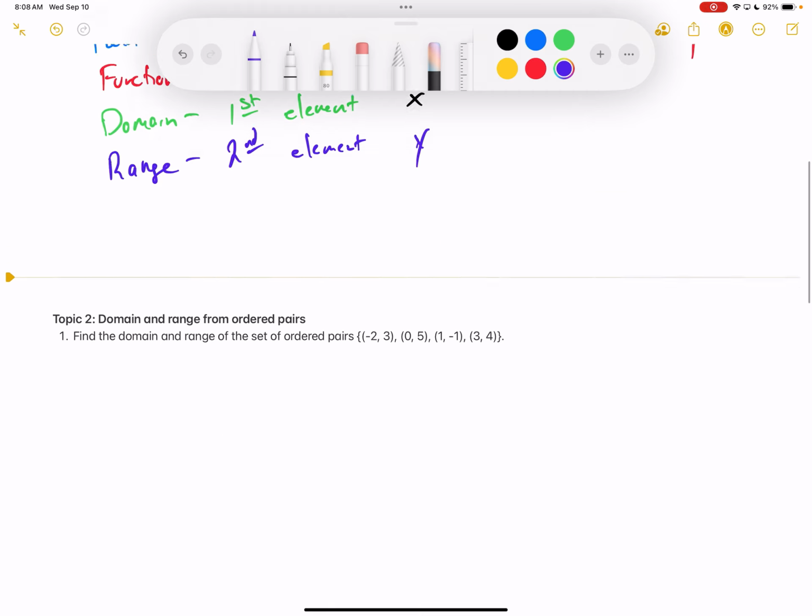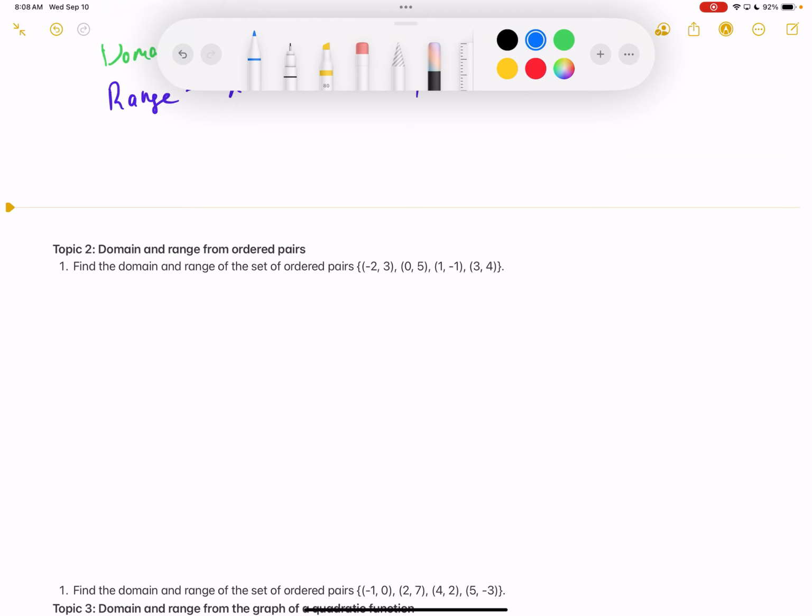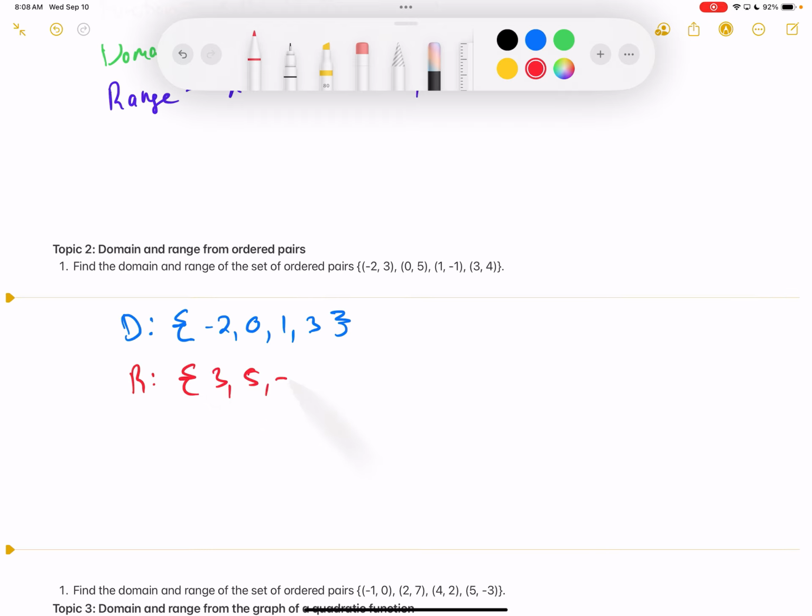Okay. All right. So this topic right here says find the domain and the range. So the domain on this one is the x's, the first one. So my domain, they write it as a set. It would be -2, 0, 1, and 3. My range would be the y's: 3, 5, -1, 4. And that's all you really have to do on these. These are pretty easy. This one is a function.